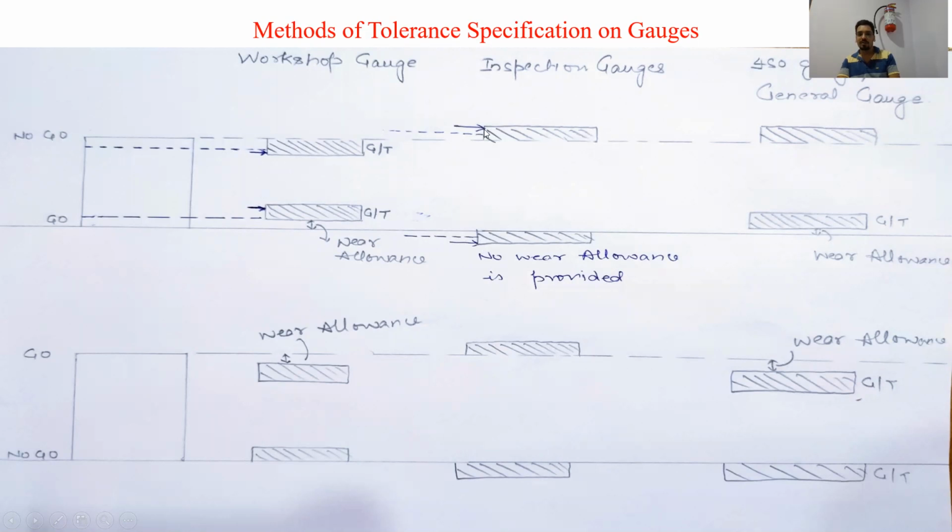This is the upper limit of the hole, so gauge tolerance is provided above it, and the go part, that is the lower limit of the hole, is here, so tolerance limit is provided here. So, and in this inspection gauge no wear allowance is provided, and same case is happened in this snap gauge or ring gauge. Tolerance zone is provided out of the upper limit and the lower limit.